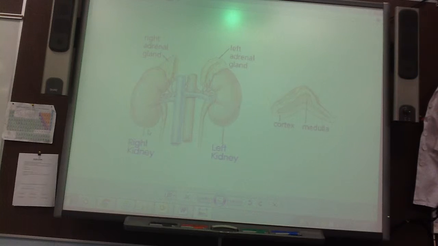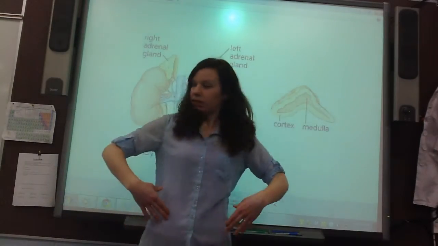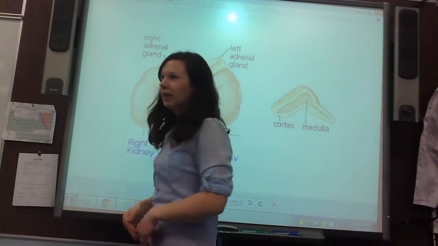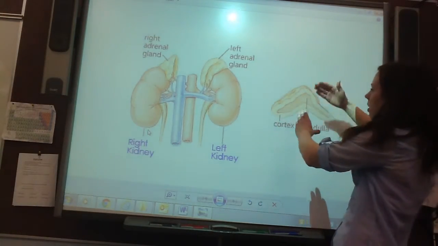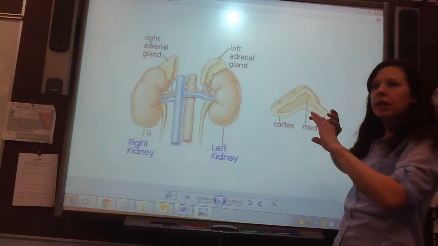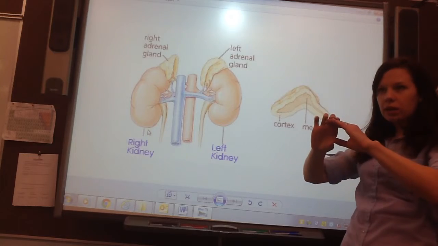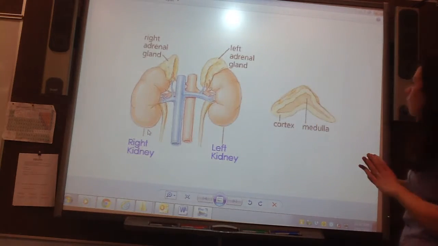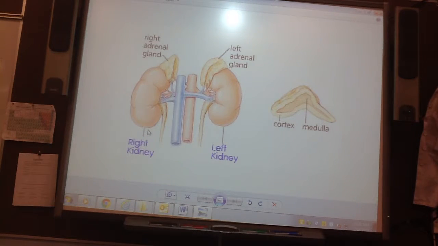Kind of a weird place, but you have these triangle-shaped glands on top of your kidneys, and you obviously have a right and a left one. If we took that gland off of the kidney and cut it, there would be a distinctively different color in the middle and on the outside. So in the middle, it's called the medulla.